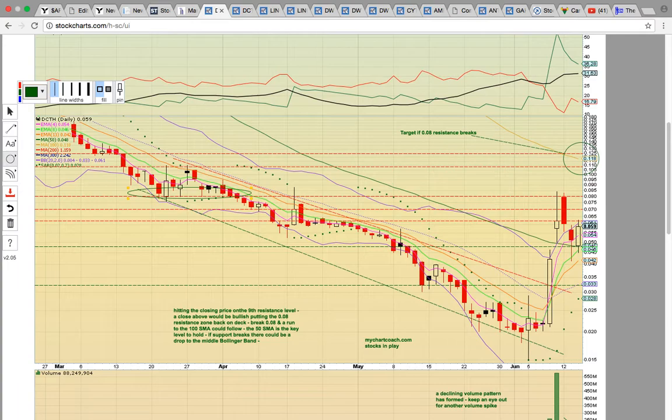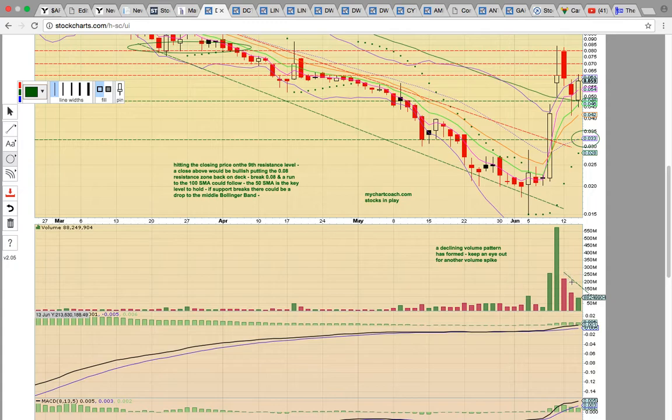If 6 fails to break and it pulls back, the 50-day simple moving average at 0.048 is the key level to hold. If there is a close below the 50-day simple moving average, you could see a pullback and the middle Bollinger Band tested. So it's really important that that level holds. Notice there is a declining volume pattern, so keep an eye out for a volume spike.